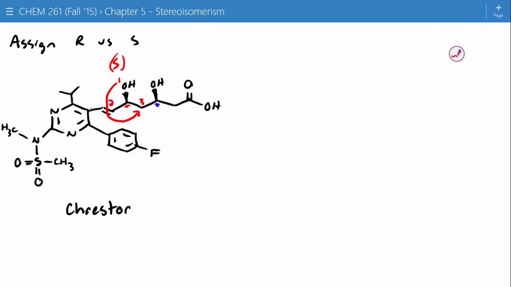All right, let's do carbon 2, which is in blue. I want you guys to help me identify whether or not the blue one is R or S, and I want you to check with the neighbor. This one's a little tricky.